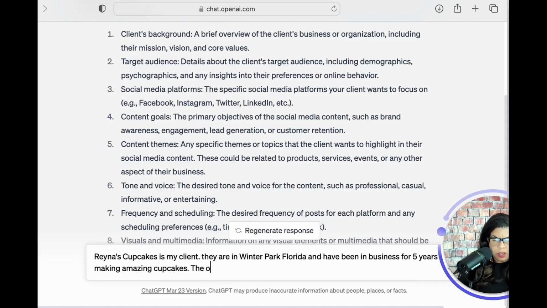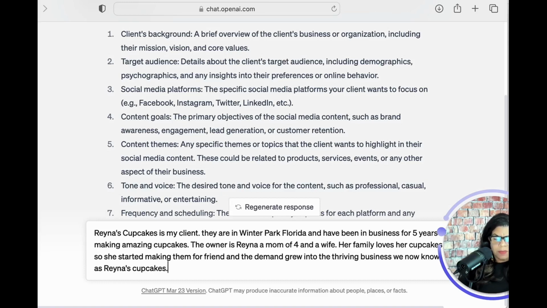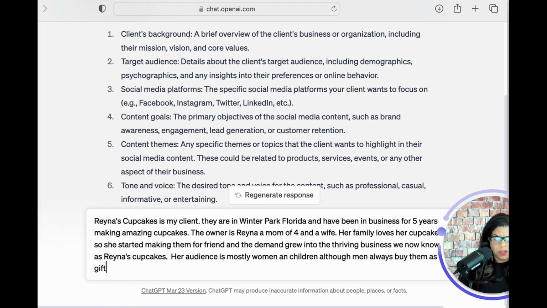The owner is Raina, a mom of four and a wife. Her family loves her cupcakes. So she started making them for friends, and the demand grew into the thriving business we now know as Raina's Cupcakes. Her audience is mostly women and children, although men always buy them as gifts. Okay. She wants me to create posts for her Instagram and Facebook.